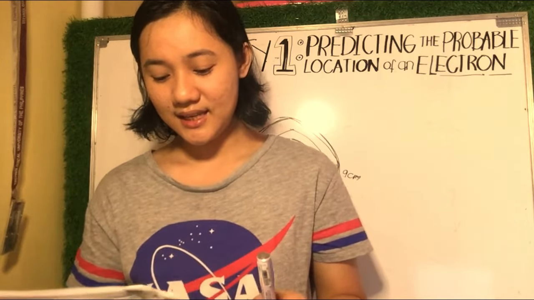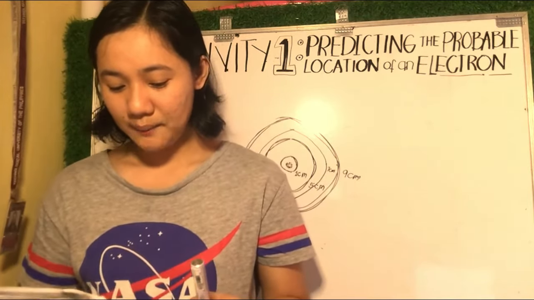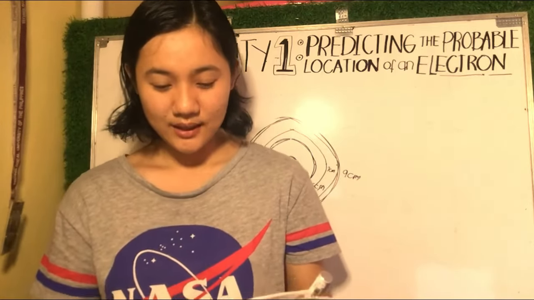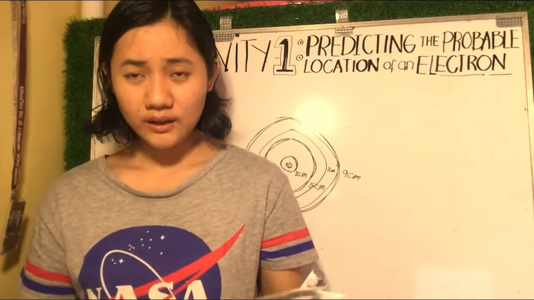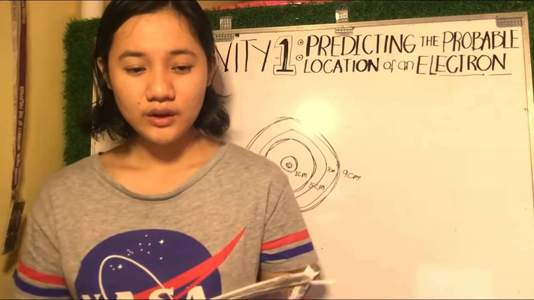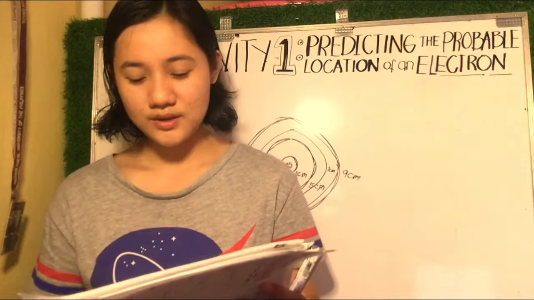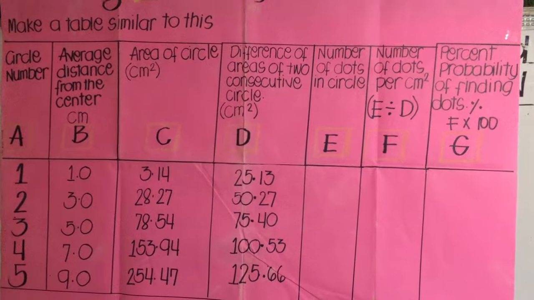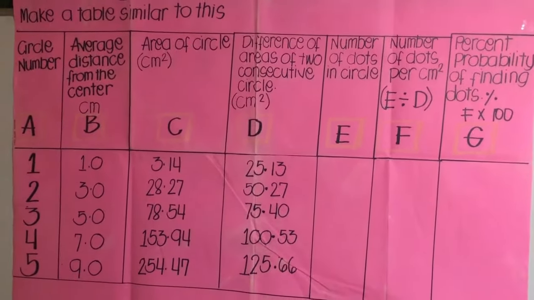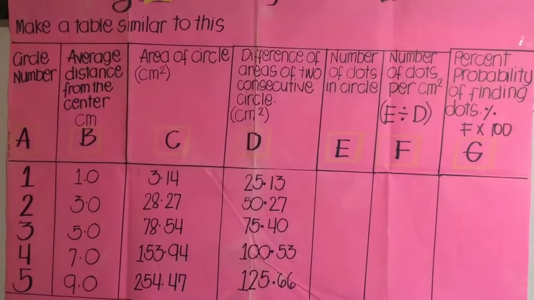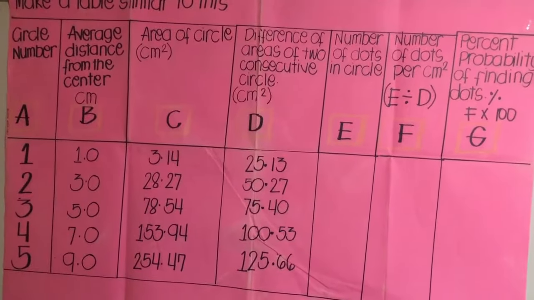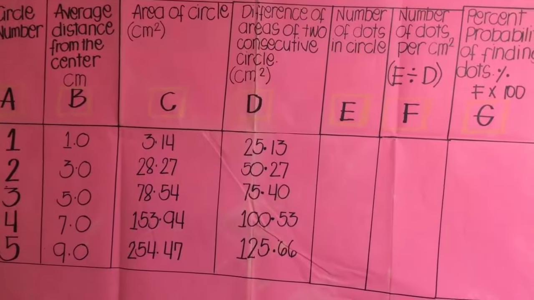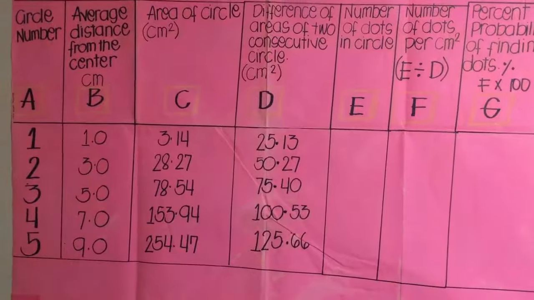Count the number of dots in each circle and record the number on the table under column E. So, dun sa next page ng inyong module, number 6 pa pala tayo, calculate the number of dots per square centimeter. So, your next task is for you to accomplish the data table, right? Nandyan sa inyong module. Ganito yung itsura ng table natin. You have circle number sa A column, and then you have the distance or average distance from the center in centimeters sa B column.